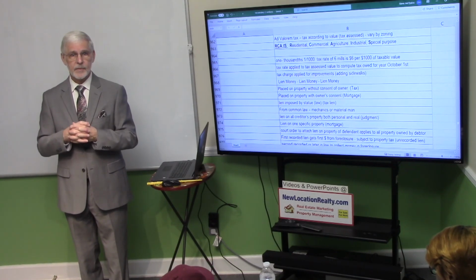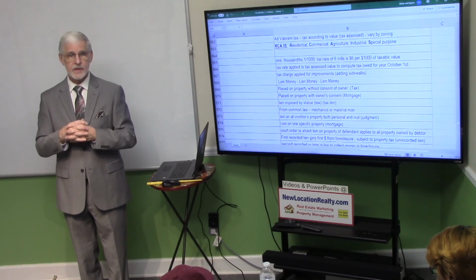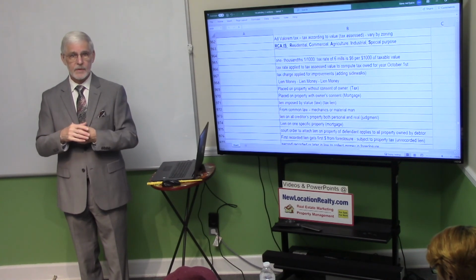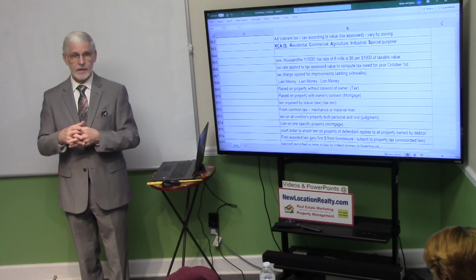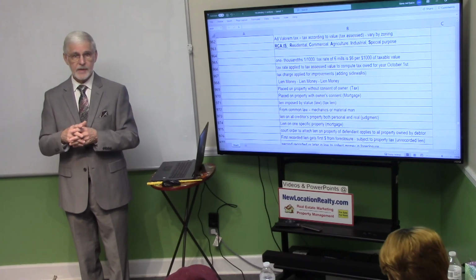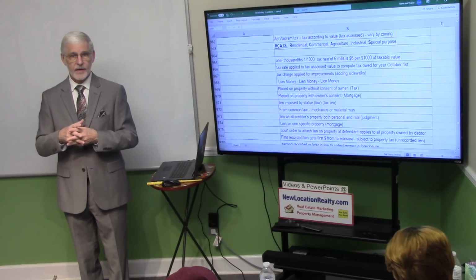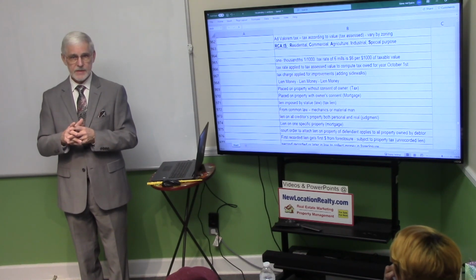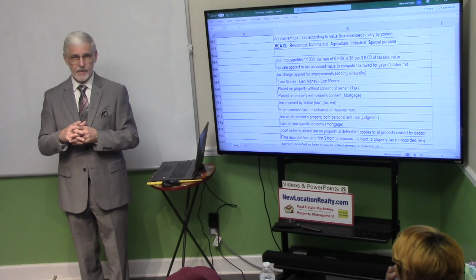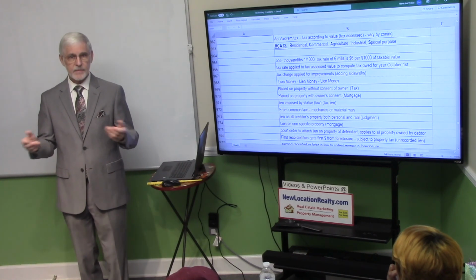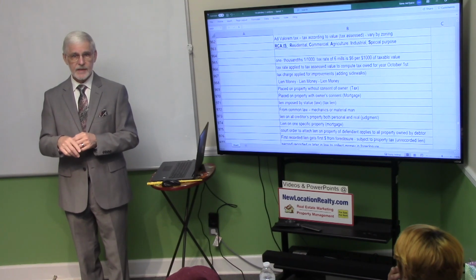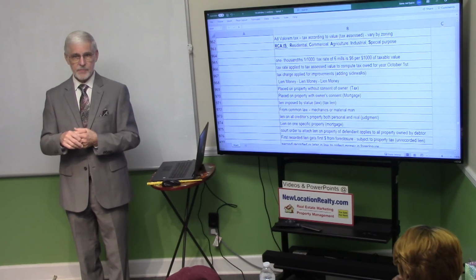Lien imposed by state law, tax lien from common law, that's equitable. And then lien of all creditors, that's general. Lien on one specific property, that's specific. Court order tax lien, attached lien, turn to court, judge, to all property owned by a debtor, that's general. First recorded lien gets first money in foreclosure, subject to property tax.